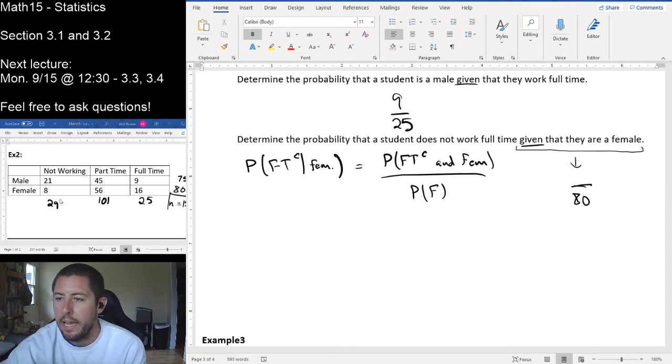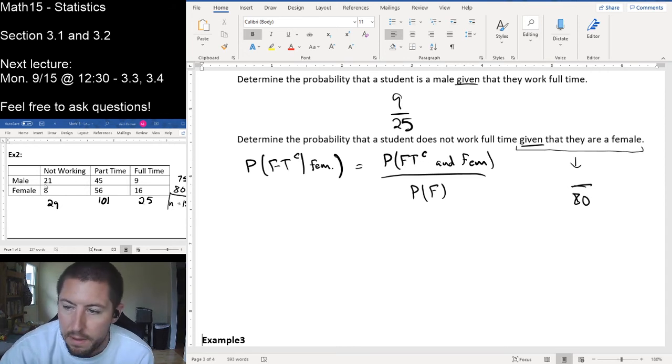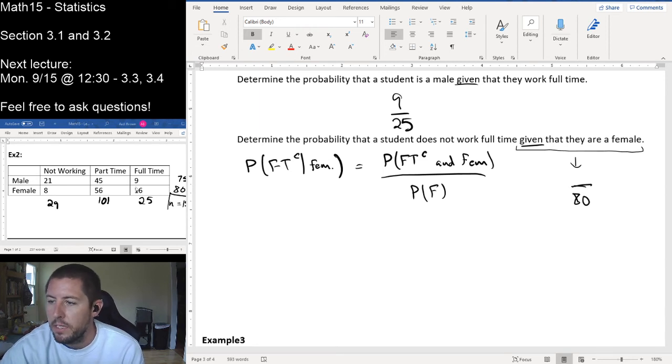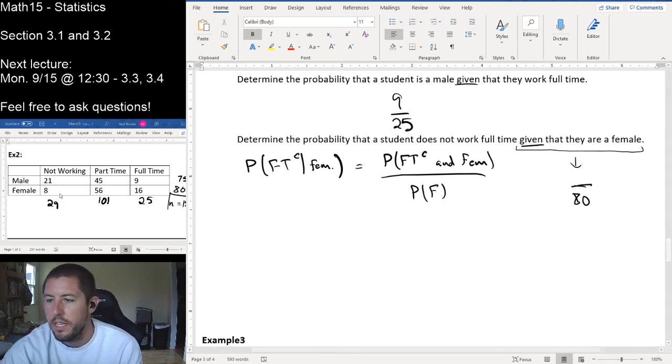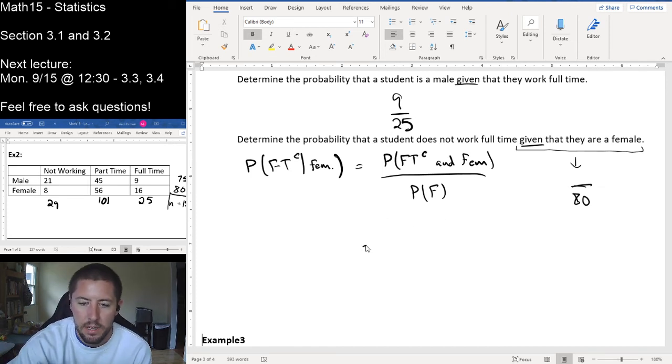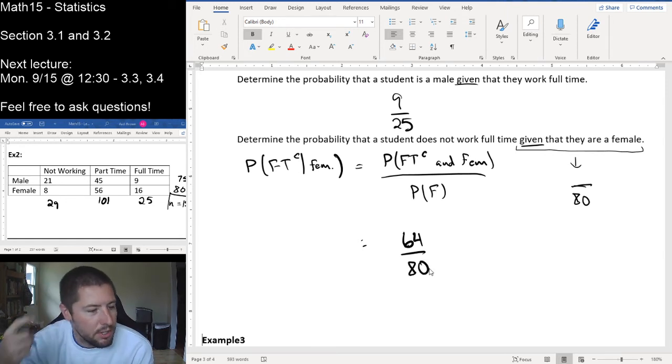So full-time and female. I want all the parts out of the females that are not that, right? So here's my full-time females, that's 16 of them. Those are the ones I want to exclude. I'm actually interested in the other ones that are over here. So 56 plus 8 is going to be giving me 64. So it seems like there are 64 females that don't work full-time out of 80 total females. So I'm seeing here 64 total females don't work full-time out of the 80 total females that have been observed that were in this data collection that happened right here.